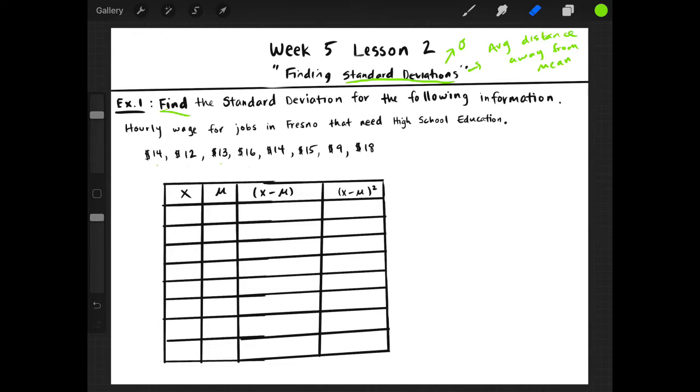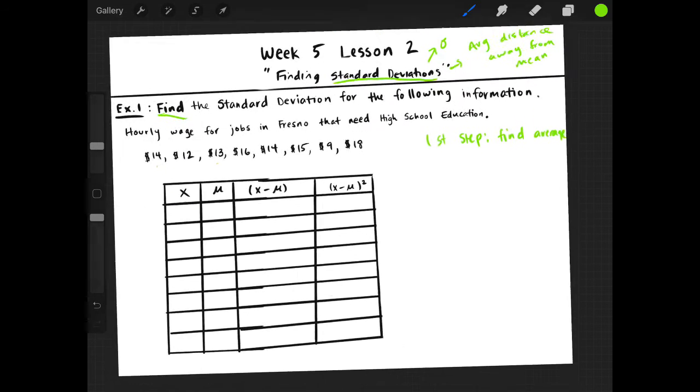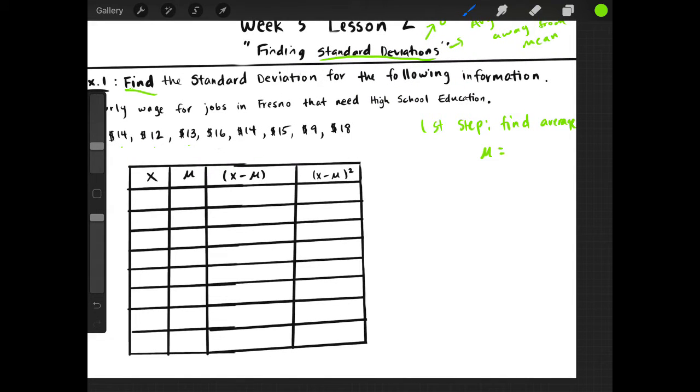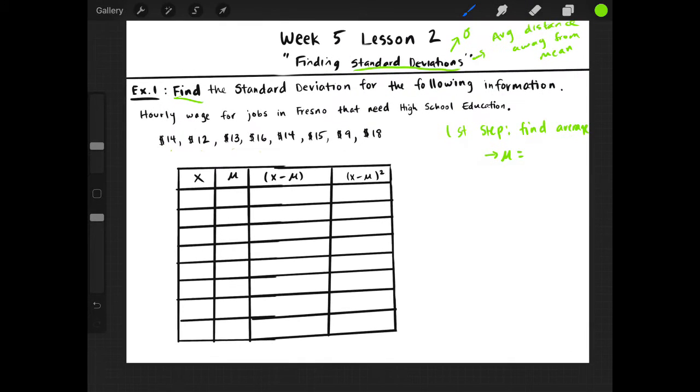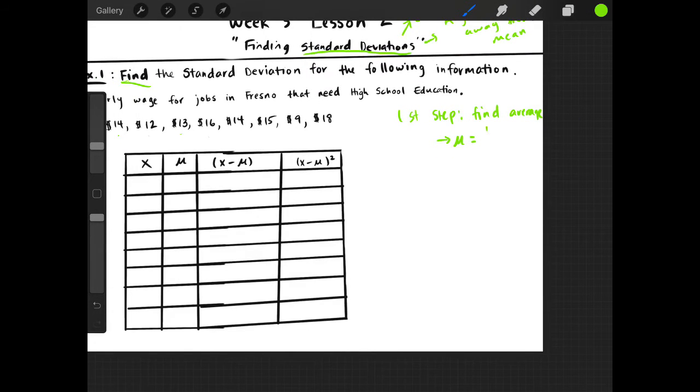So your first step is to find the average. We have to start by finding the average, or our mu. Again, that's what we use for average. So we add up all of our numbers and divide by however many there are. Take out your calculator and add up all of these numbers: 14 plus 12 plus 13 plus 16 plus 14, 15, 9, and 18. That gives us 111.